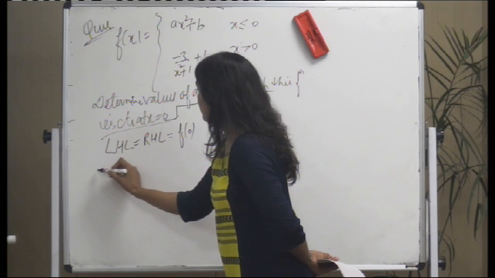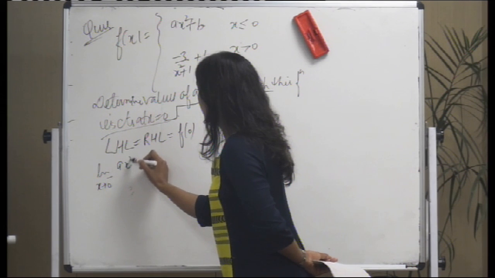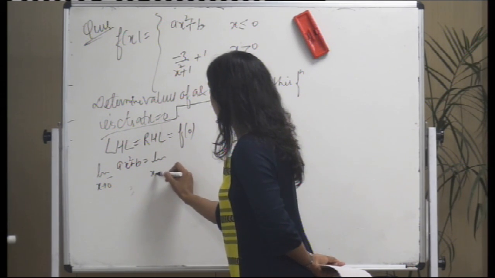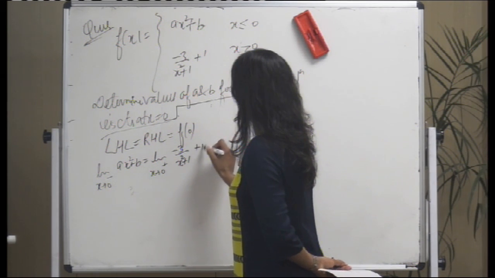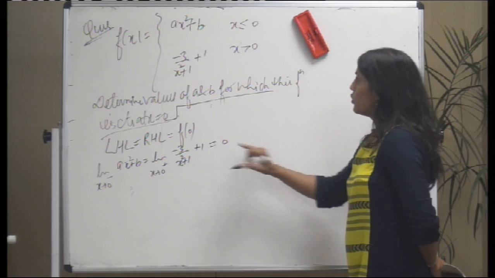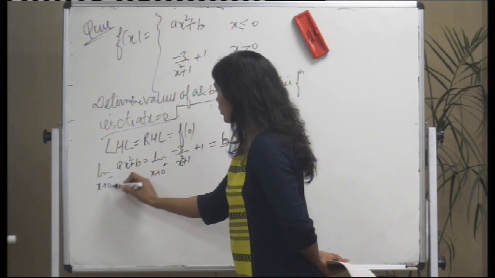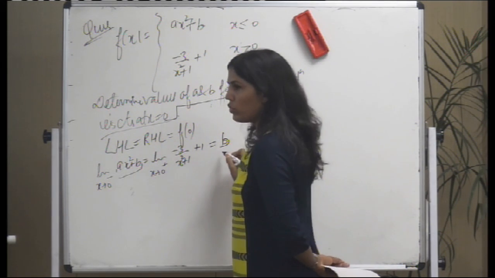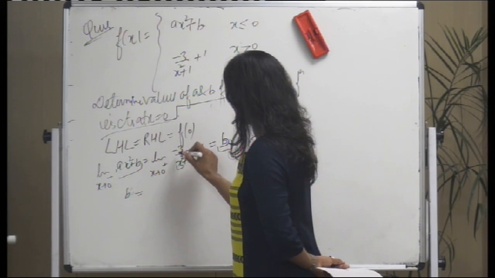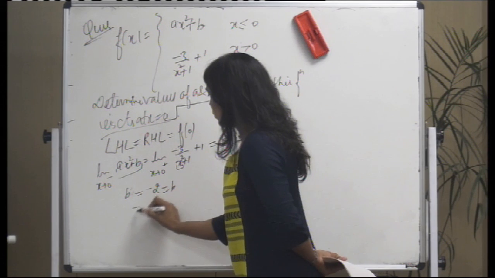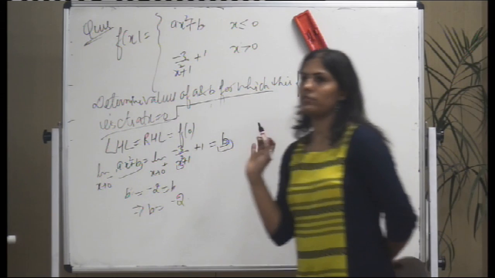So LHL is the limit as x extends to 0 minus, and your function there is ax square plus b. For the limit as x extends to 0 plus, your function is this, and then this value is 0? No, this is not 0, this is b. So when you are substituting, you are getting b here also, so b equal to -2 when you substitute 0 here. So one value you are getting, and for continuity you have this condition only.